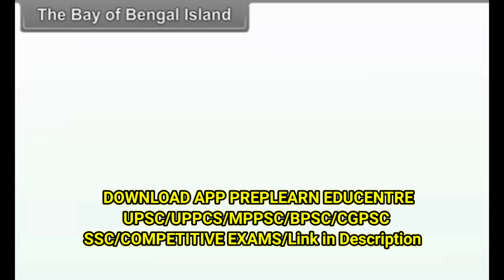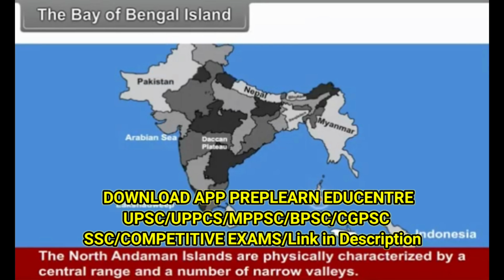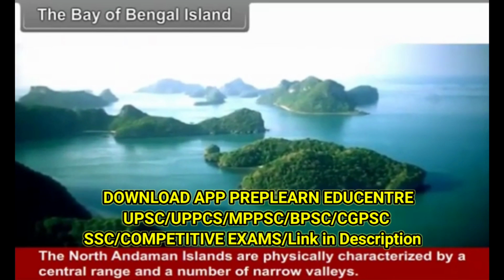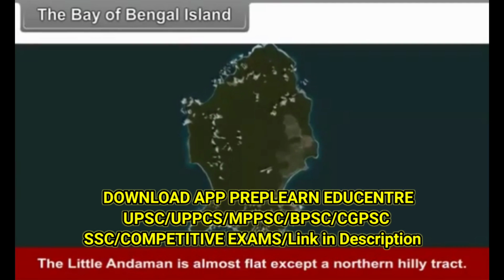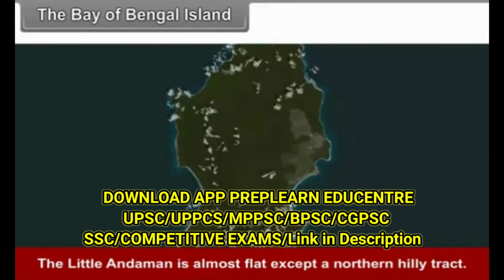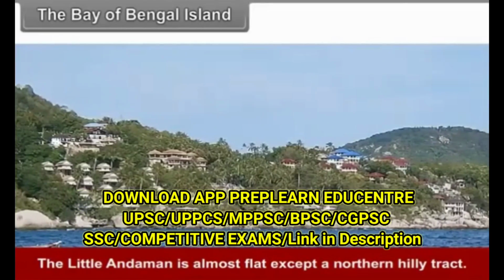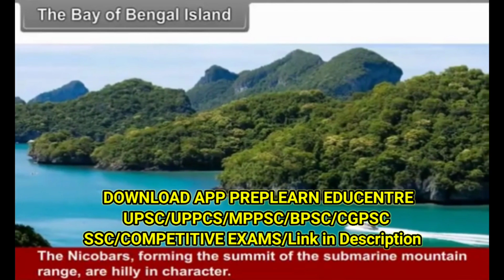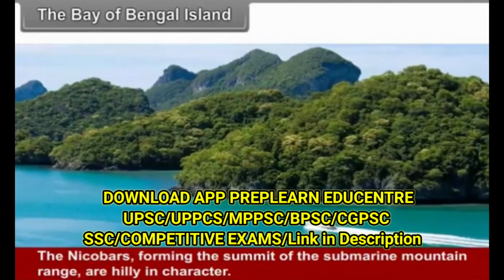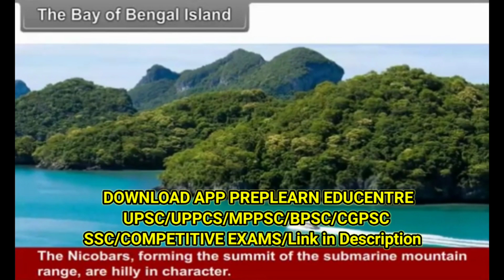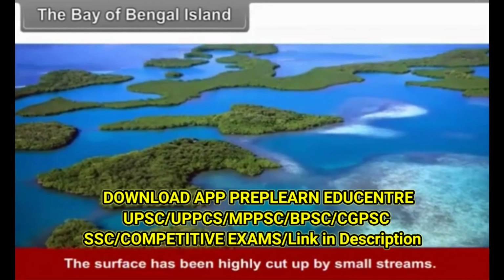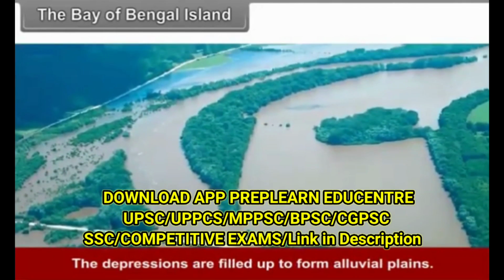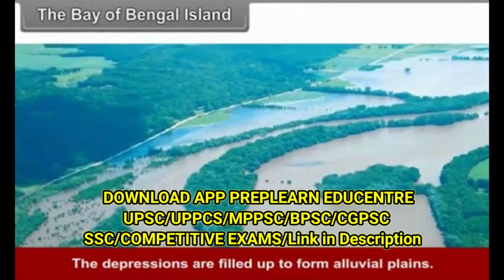The Bay of Bengal Islands. The North Andaman Islands are physically characterized by a central range and a number of narrow valleys. The Little Andaman is almost flat except a northern hilly tract. The Nicobars, forming the summit of the submarine mountain range, are hilly in character. The surface has been highly cut up by small streams. The depressions are filled up to form alluvial plains.